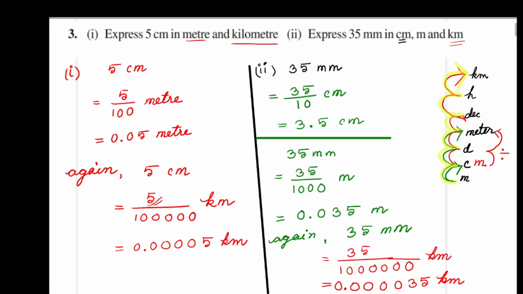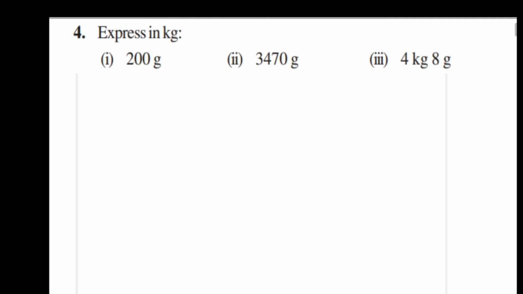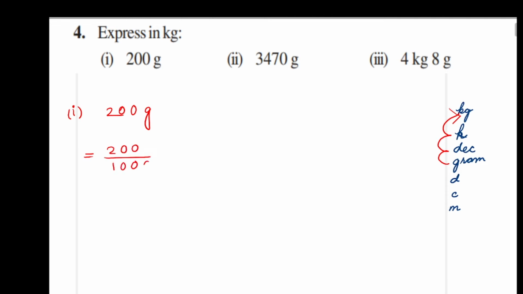Okay, now come to the next question, question number 4. Express in kg. Okay, again for that also we have to apply the same table: milli, centi, deci, gram, deca, hecto, kilogram, same table. First one, 200 gram. To convert gram into kg, how many steps? 3 steps. So it will be 200 by 1000. So you can write 0.200 kg, or you can write 0.2 kg.